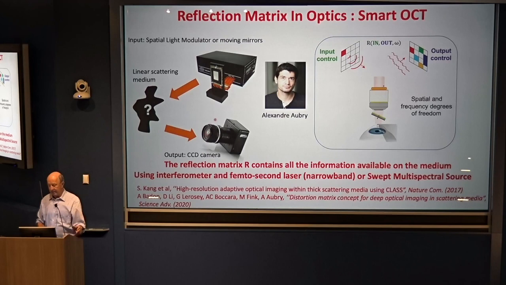And now in receive mode, you have your CCD camera, but it is a camera that just measures the intensity. If you want to measure the amplitude and phase, you have to use an interferometer, and you have to use as a source, typically, if you want to have some time-gated matrix, or you can use the femtosecond laser, but it is narrowband, or you can use a multispectral source, swept laser, where you change the frequency of your laser.